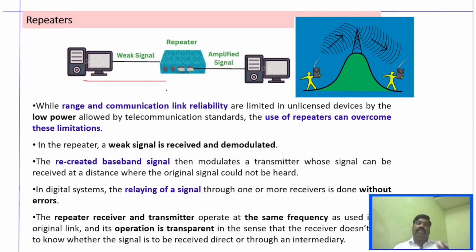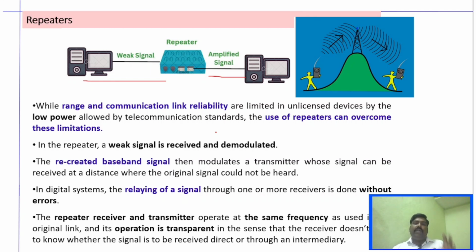As I said, the repeater will just receive the weaker signal, and that signal will be detected, that is demodulated. It will detect the original signal. That original signal will be modulated by the transmitter so that it will be received by the original receiver the same as the original signal, right? And this repeater can be used continuously, that is on a chain basis, so that we can transmit the original signal over a very long distance.